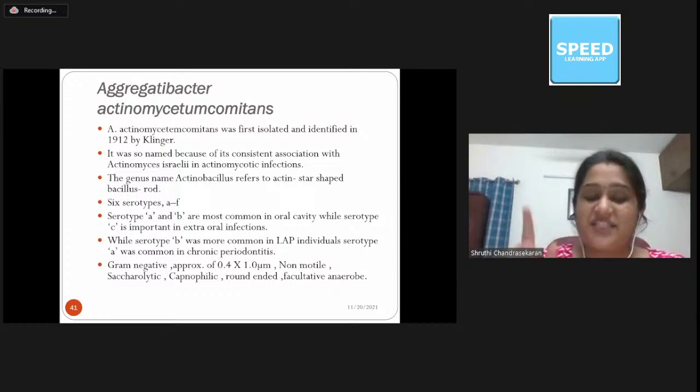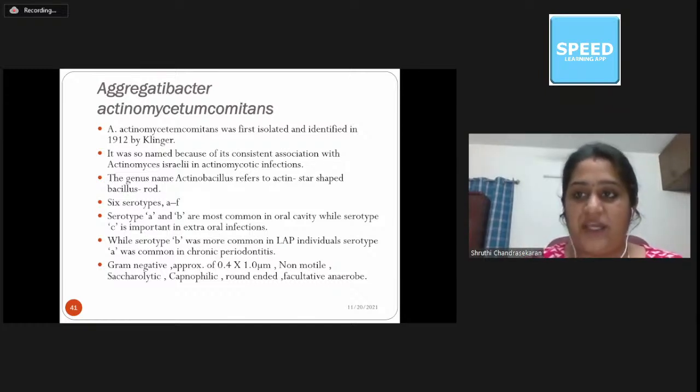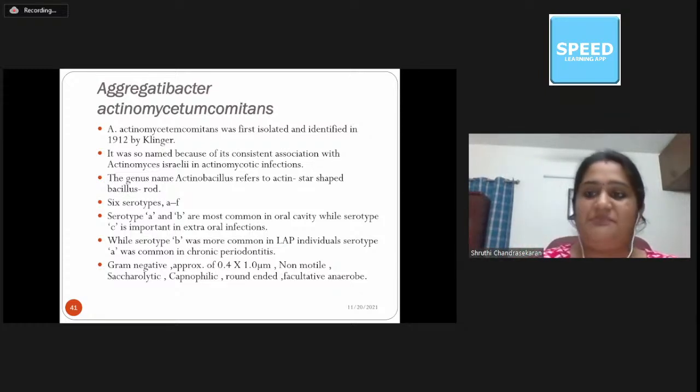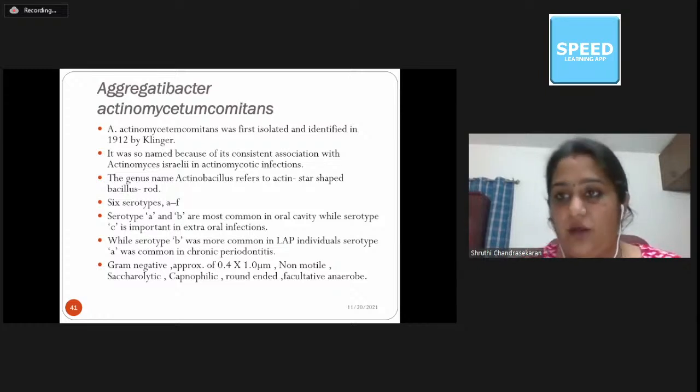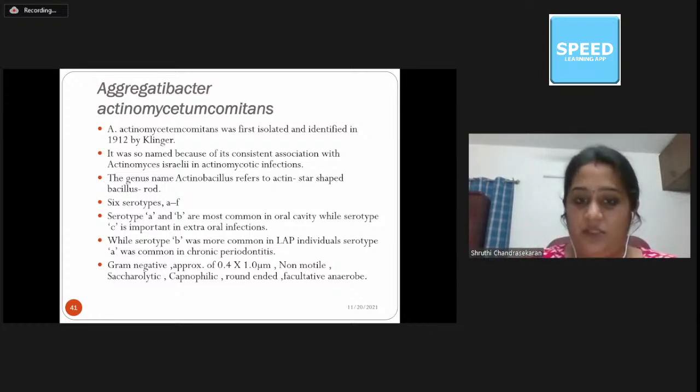There are 6 serotypes of Aggregatibacter: A, B, C, D, E, and F. Out of that, A and B are found in the oral cavity. MCQ question again. Serotype A and serotype B are located in the oral cavity, whereas serotype C is seen in extraoral infection. That is not asked in an MCQ, but A and B intraoral is an important MCQ question. Serotype B is found in association with localized aggressive periodontitis, and serotype A is seen in chronic periodontitis. All the points that are given here are MCQ questions.